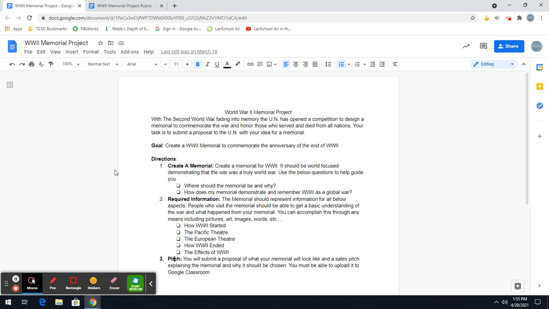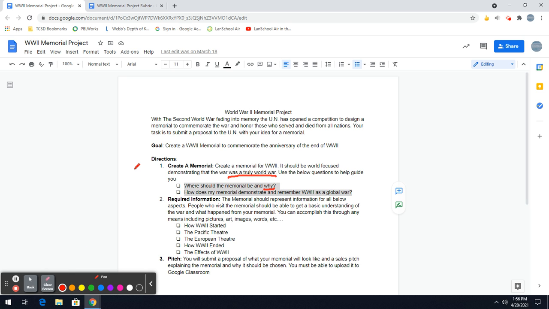So first is you need to create and design a memorial, and your memorial should be focused on a specific area. So it has to be in a physical location. This doesn't mean that you are picking just one country to make a memorial for. You're picking a nation to place your memorial in. And this can get tricky because you have to demonstrate that this is a world war. So you have to pick where your memorial is going to be and then justify it. So the two guiding questions that you're going to use are these two here. First, where should the memorial be and why?